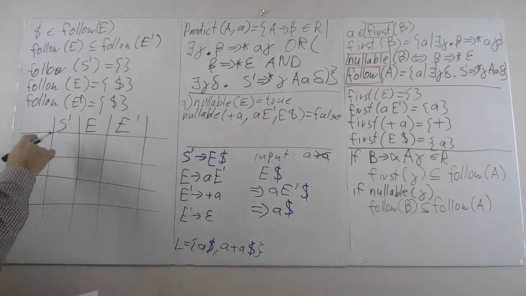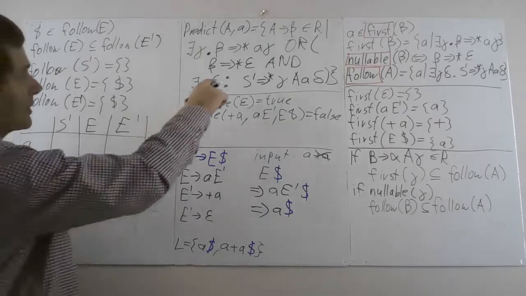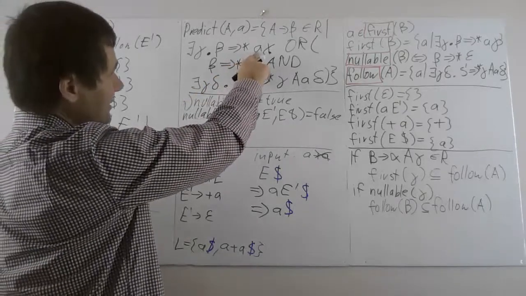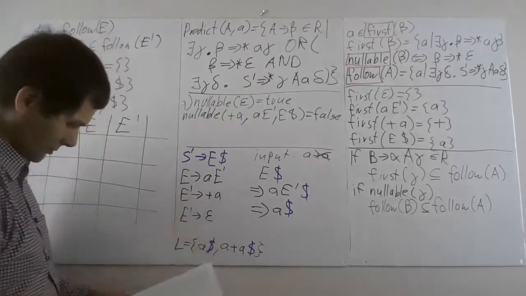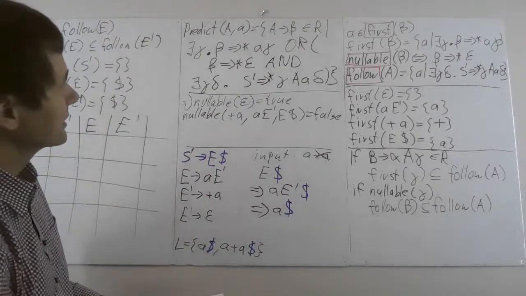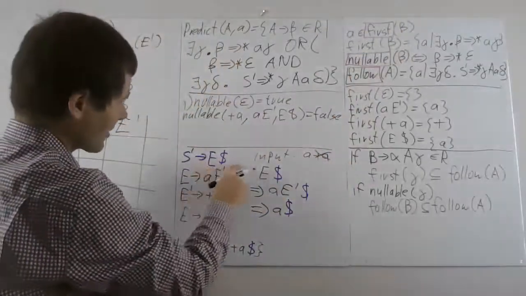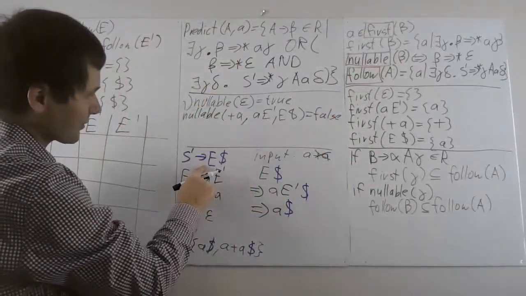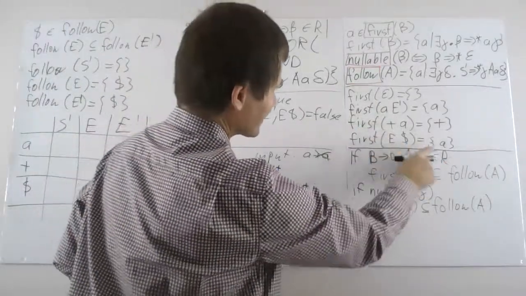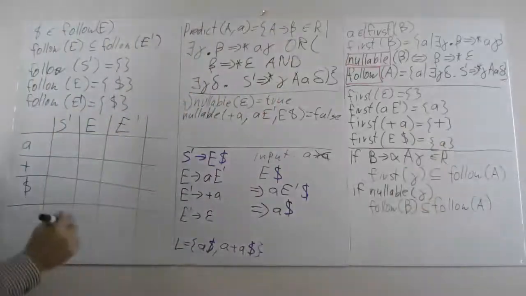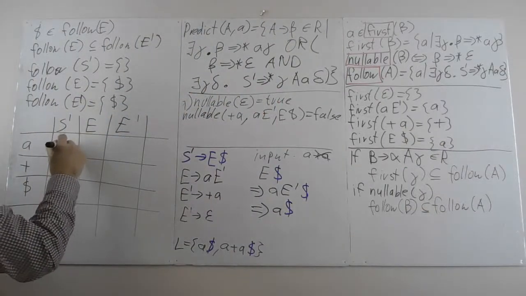And do we have it if the symbol is A? Well, we ask, is A in the first set of the right-hand side of this rule? So the first set of E $ is where? First set of E $ is A. So basically, we would have that rule only in the case of A.